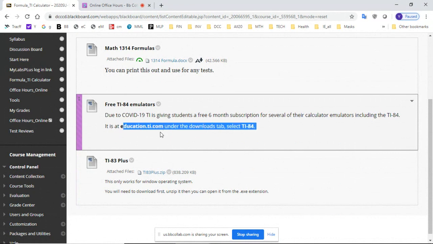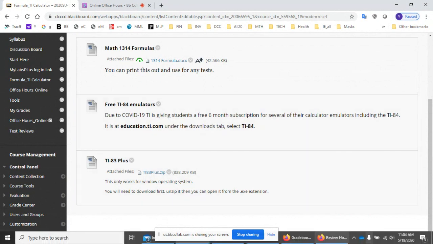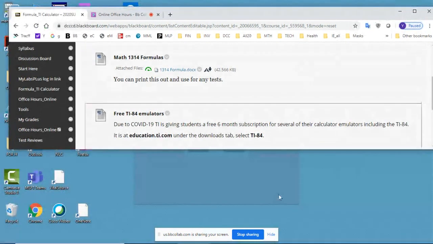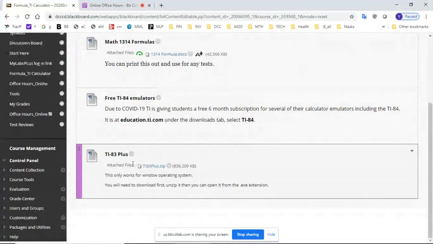You can go to education.ti.com and then go to downloads and choose the TI-84. You can download this one, and this looks like the one I have in here. I'll show you the calculator I have. There's another one that is a little bit easier, a little bit simpler.